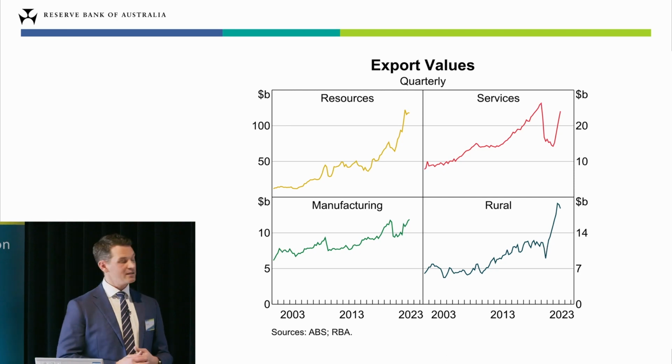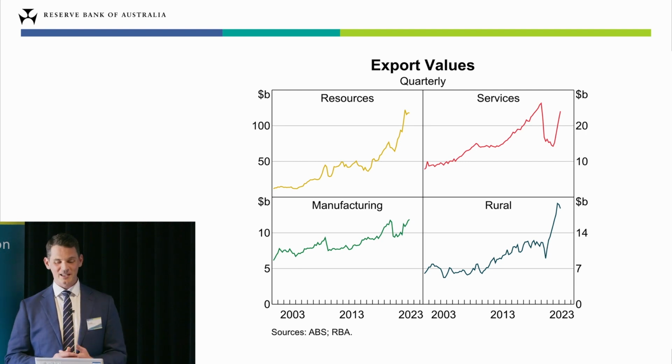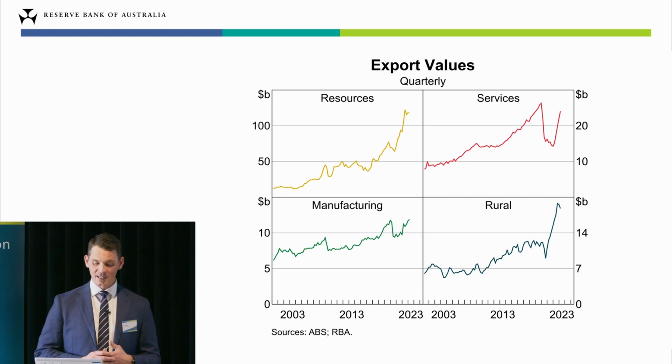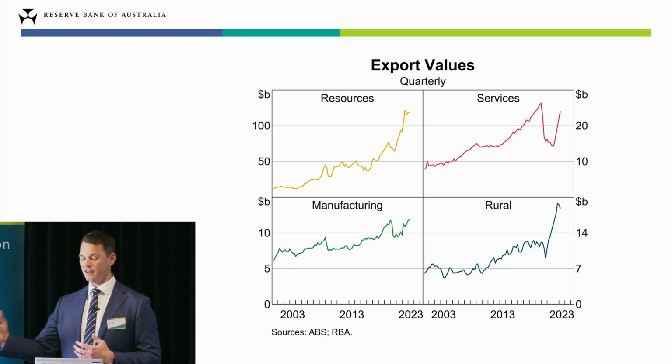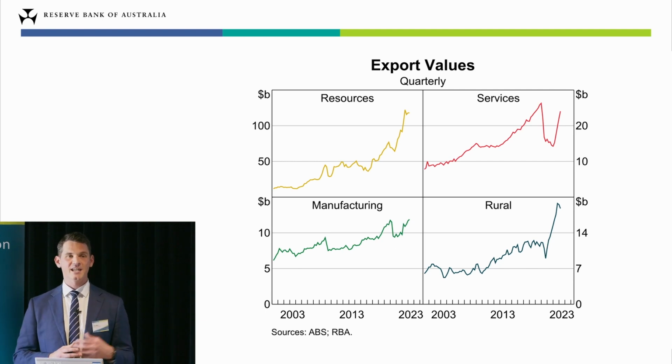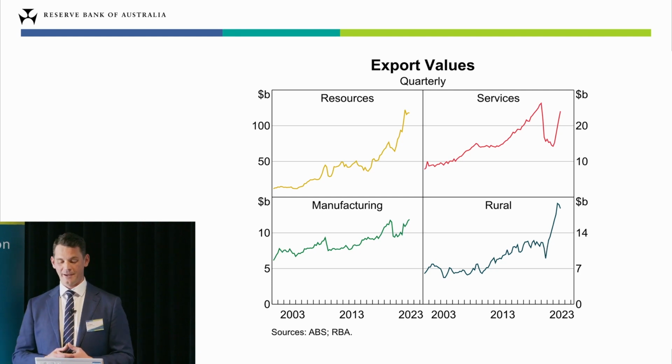Another thing to note here is the bottom right panel, rural exports. They've also increased strongly and are at historically high levels. And this reflects favourable weather conditions and record crops in Australia over recent years, combined with elevated prices as dry conditions in other parts of the world and the war in Ukraine have affected global supply.